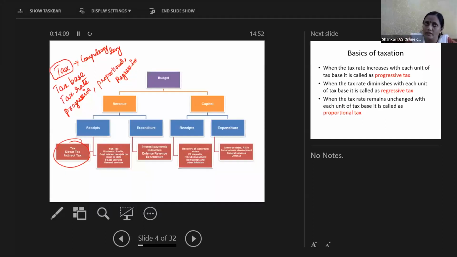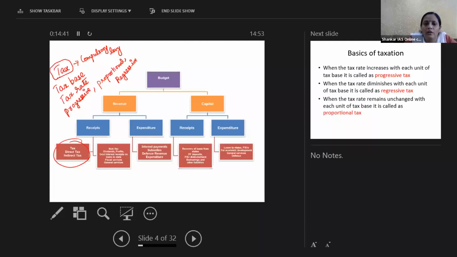Now you will be asking a question to yourself. How come when the income level is increasing, the tax rate can be decreasing? Is it possible to do like that? Is it logical to do like that? Is it rational to do like that? It is not. But we have lots of examples to quote for regressive type of taxation also in India, right? So we will tell you the examples as we go ahead with the types of taxation.